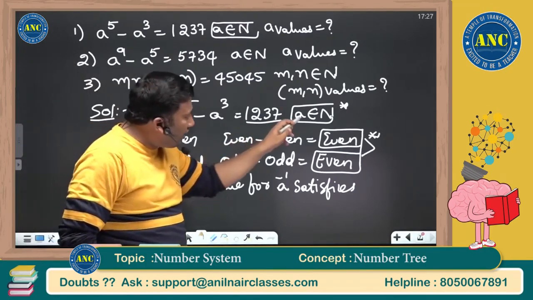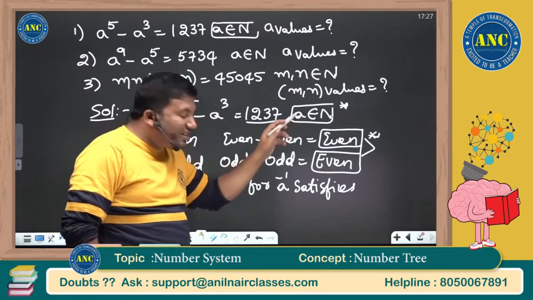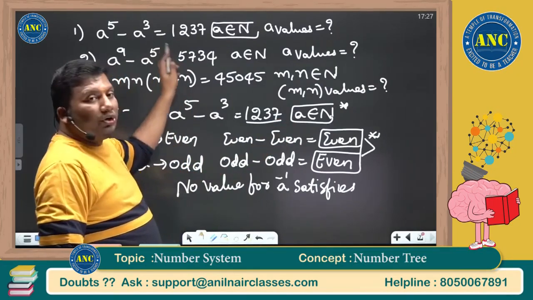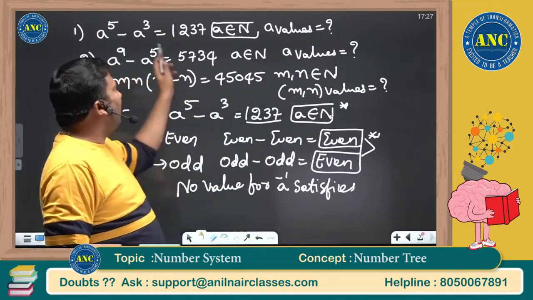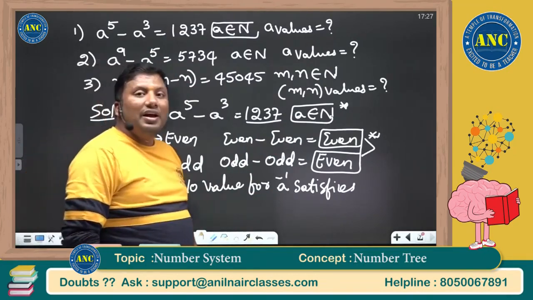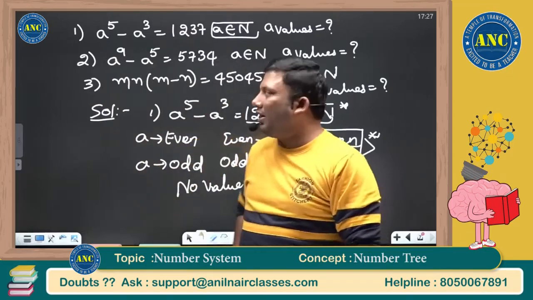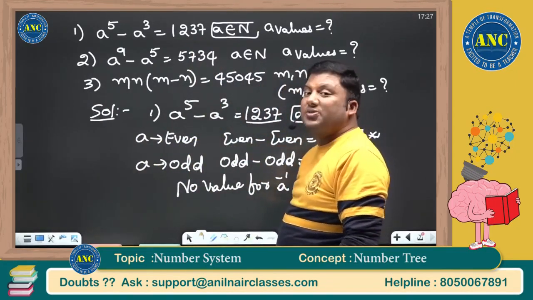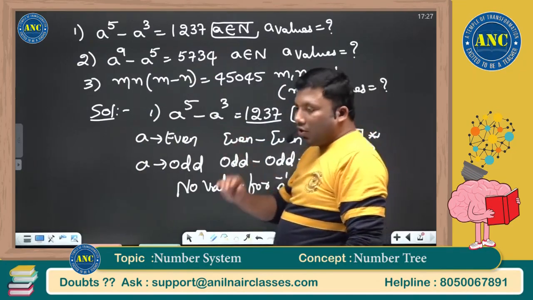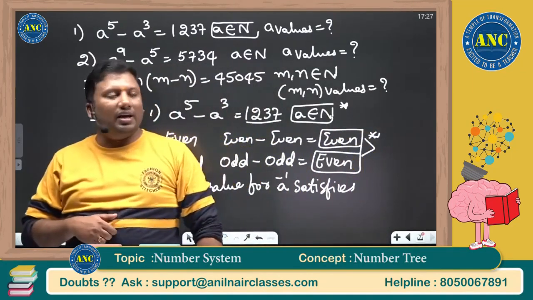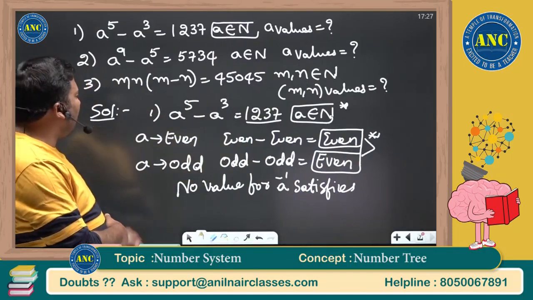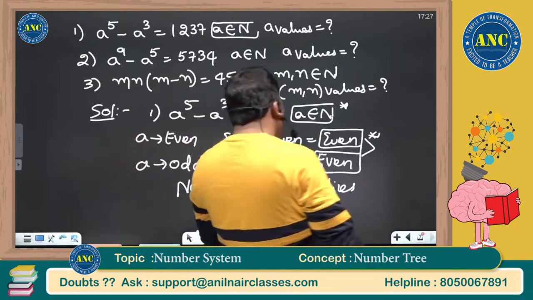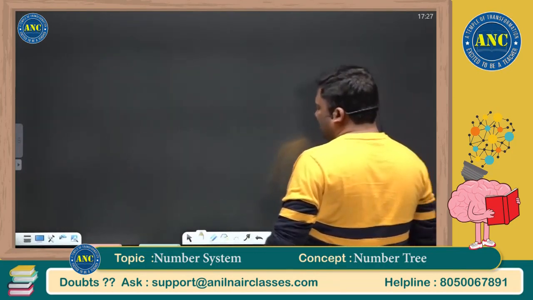Do not ignore the domain of the question, because it is given that A is a natural number. Don't use the stupid way of solving by taking A cube common and A minus 1, and then factorizing 1237. That will be the most absurd way of solving the question. I hope the first question is clear. The answer is no value for A satisfies the question.